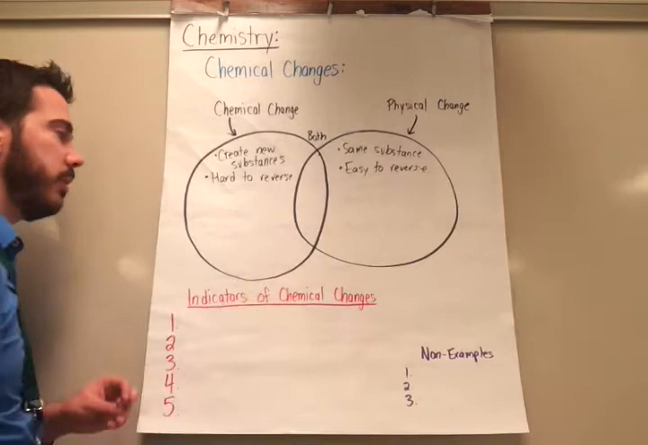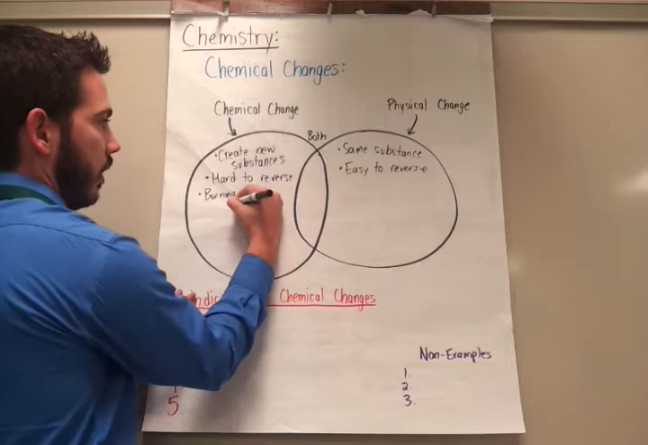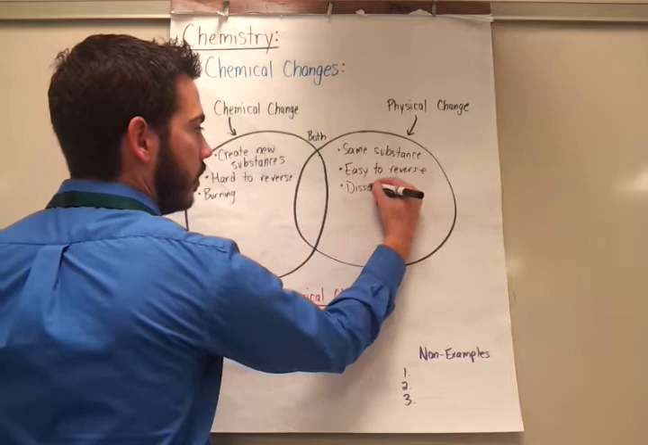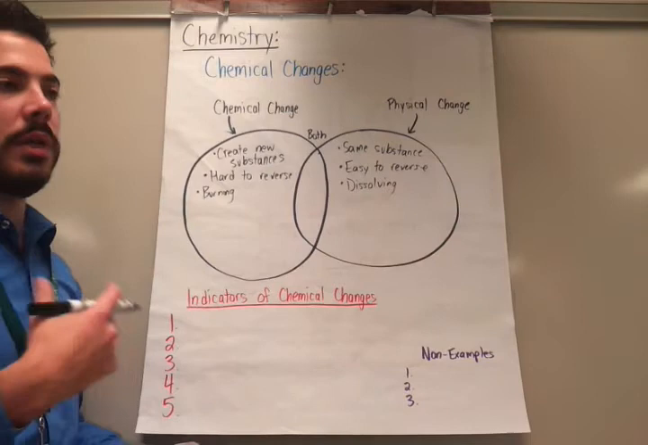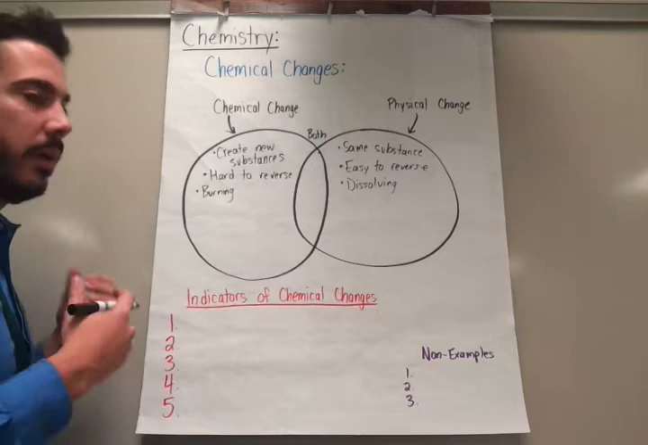So again, with a chemical change we're creating new substances. An example of a chemical change would be burning. An example of a physical change would be dissolving. So when you burn a piece of paper or a piece of wood, you end up with different substances, and therefore you can't bring the wood back. It's irreversible. It creates new substances, smoke and ash.